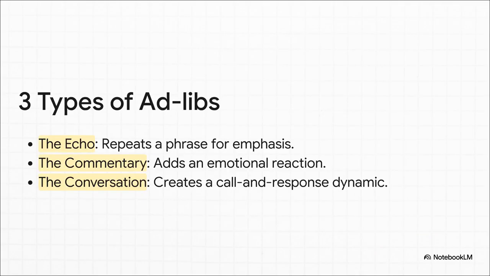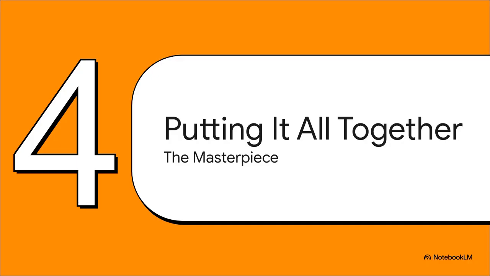And you can be really strategic about this. You can use the echo to repeat a phrase for emphasis, something like, (through the fire). You can use the commentary to add an emotional reaction, like, (it's a lie). Or you can even create the conversation with a call and response dynamic, which forces the AI to break its own perfect rhythm.